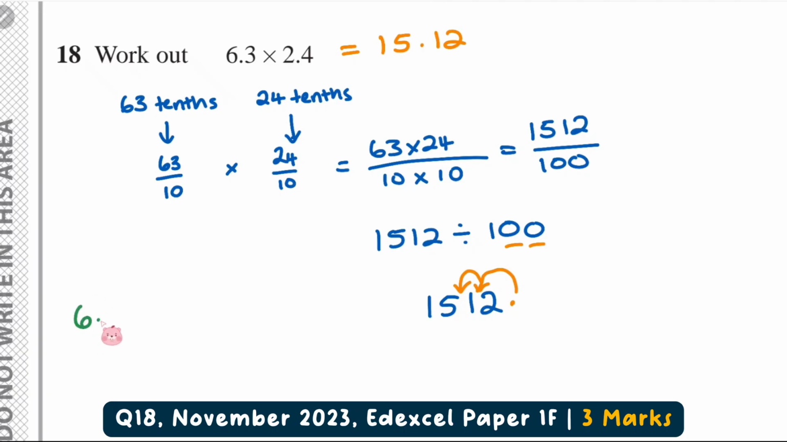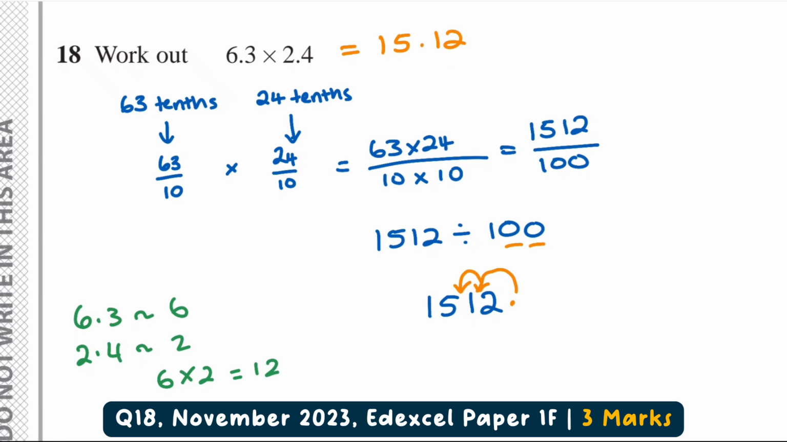Now we can check our answer using estimation. So 6.3 is approximately or around 6, and 2.4 is approximately 2. And 6 times 2 is 12, and 12 is close to 15.12. So this answer makes sense.